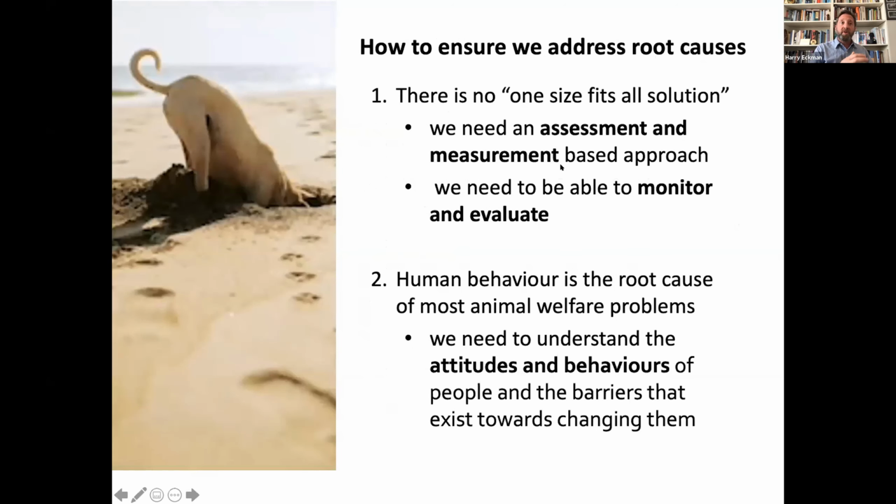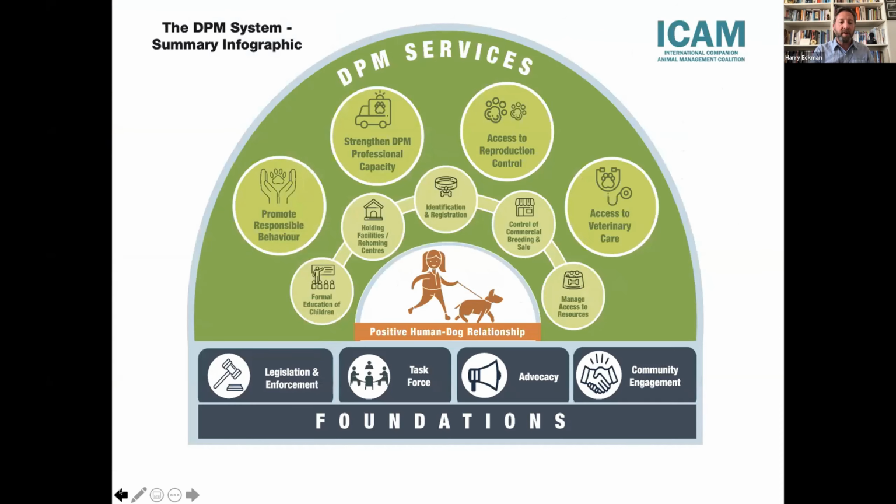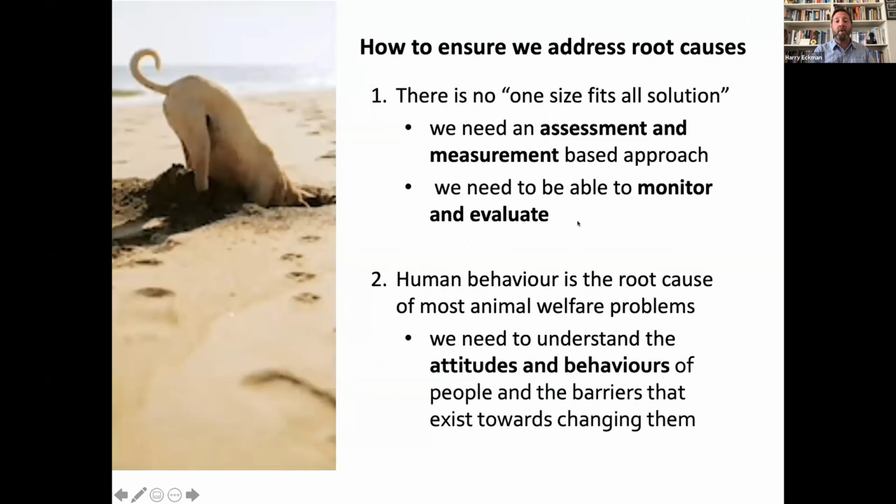And so how do we address the root causes? We have that list of tools there, but how do we address those root causes? And the fact is there's no one-size-fits-all solution. We need to assess and measure and use an assessment and measurement-based approach. We need to look at each situation and work out, why is this different here? What does the dog population look like in this country, in this city, in this town? What proportion of the dogs are owned or unowned? We need to look at all of those kinds of things. And we need to be able to monitor and evaluate, because there's no point in just going in there and trying to deal with the stray dogs.